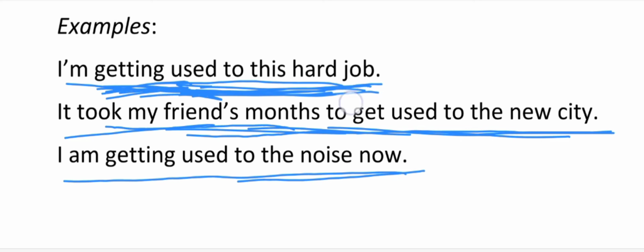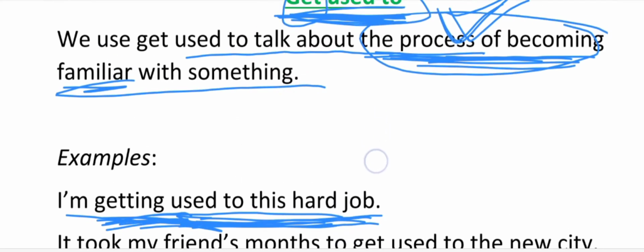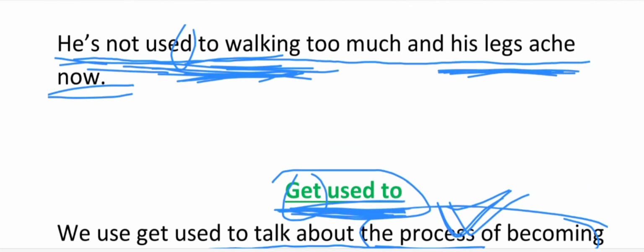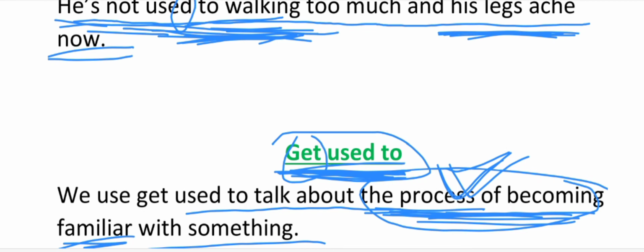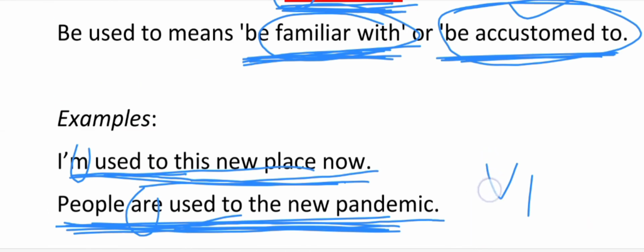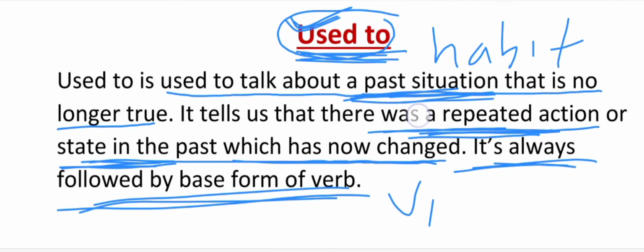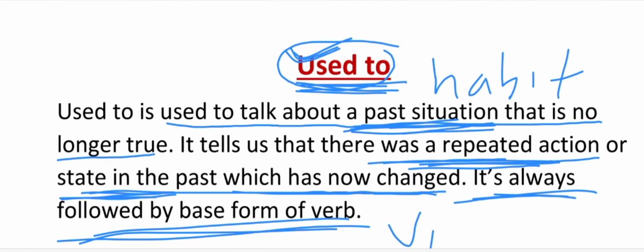The first one, from bottom to up, get used to, it talks about familiarity, the process of familiarity. The second one, be used to, is used to talk about that we are already familiar with or accustomed to something. And the next one is used to, a very important structure, it is used to talk about a past habit which is no longer present in present time.